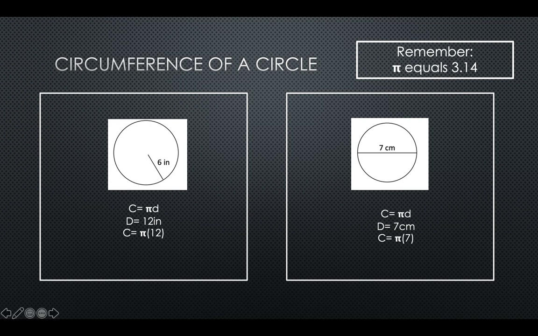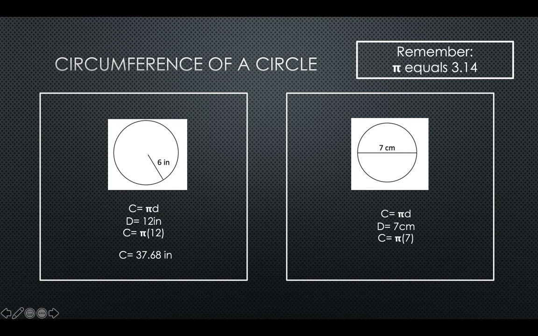So here, they have given us the radius is 6. The formula for circumference is pi times diameter. Well, we don't have our diameter. We have the radius, so we need to find the diameter. The radius is 6. We know that the diameter would be 12. We're going to multiply that by pi, which is going to give us 37.68 inches.